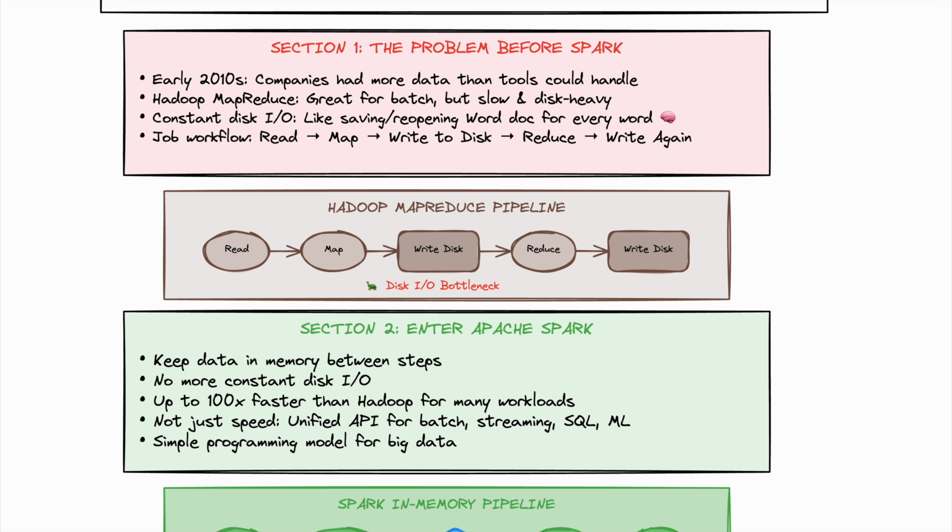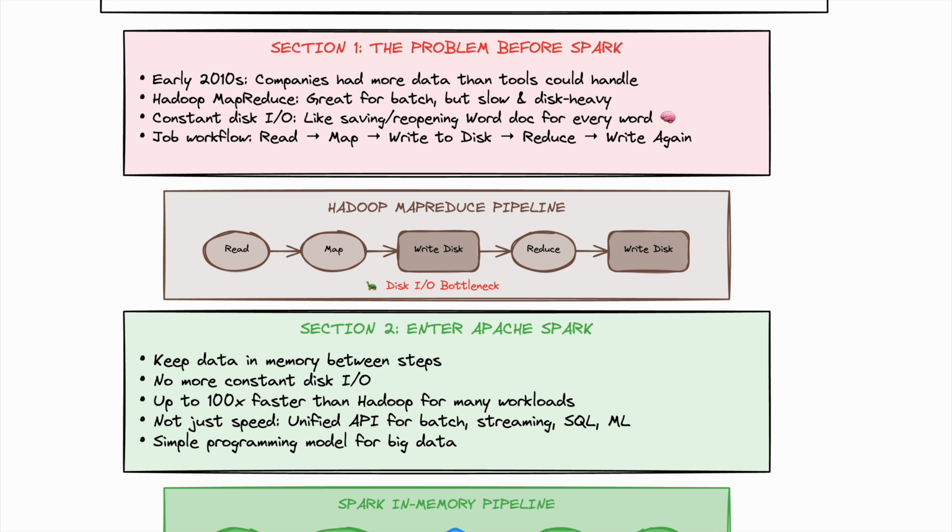The problem was that in the early 2010s, companies had more data than the tools could handle. Companies had a large amount of data, and the only widely used tool available at the time was MapReduce. MapReduce was great for batch, but it was slow and disk heavy, so it required constant I/O operations. It's like saving and reopening a Word document for every word that we are adding.